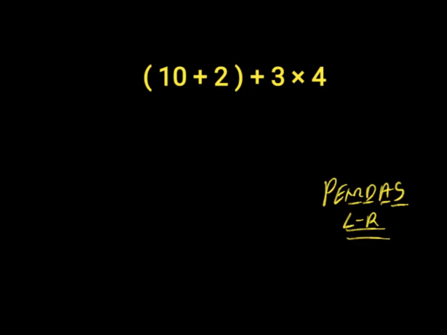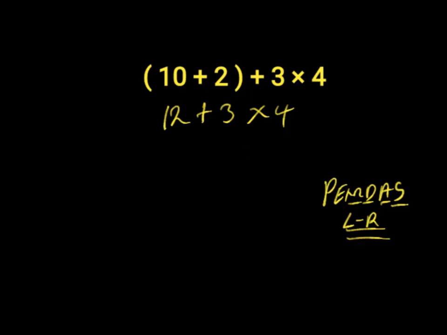First of all, we are going to work with our parentheses, which is 10 + 2. 10 + 2 will give us 12. Then we have 12 + 3 × 4. Now, we have an addition and a multiplication. We are going to work with our multiplication first because it comes before addition.